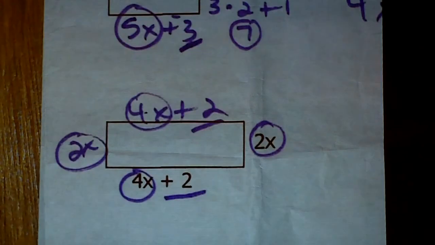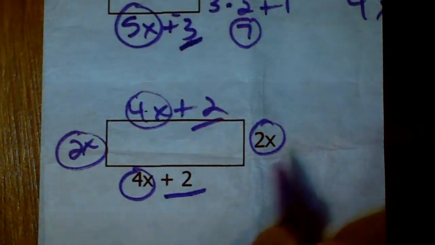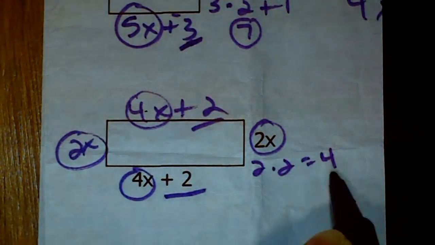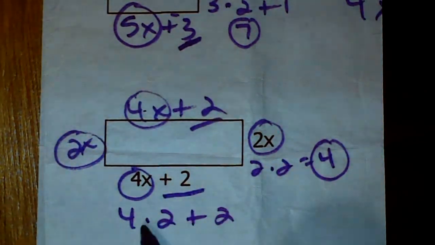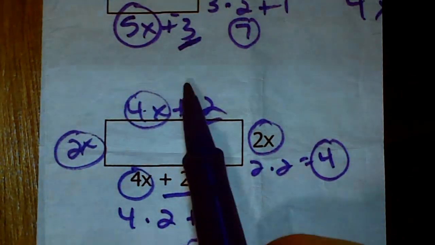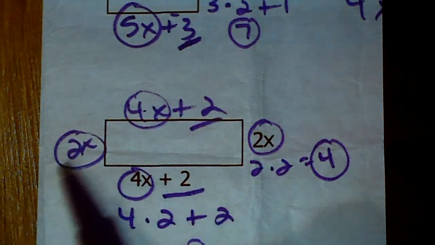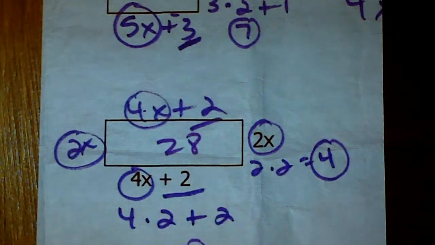And the side lengths of this figure here, so 2x would mean 2 times 2, so that side length is 4. And this side length would be 4 times 2 plus 2, and 4 times 2 is 8 plus 2 is 10. So that means I have 10, 20, 24, 28. Whew! Both perimeters are 28.